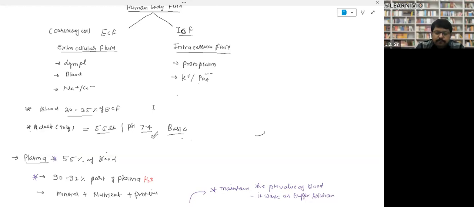The volume of blood in an adult person of 70 kg weight is about 5.5 liter.